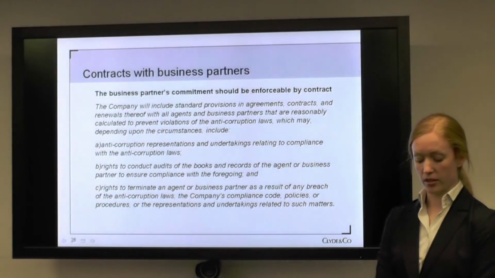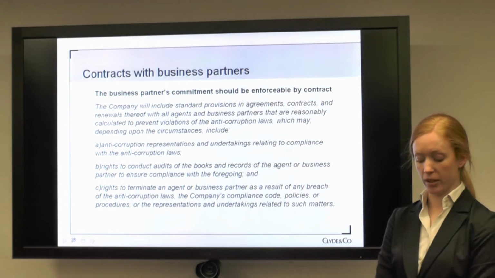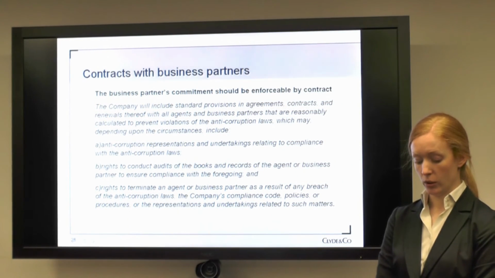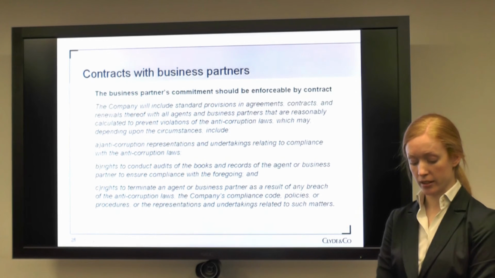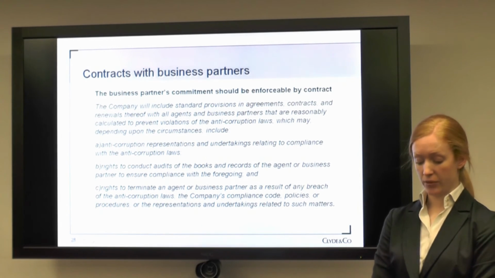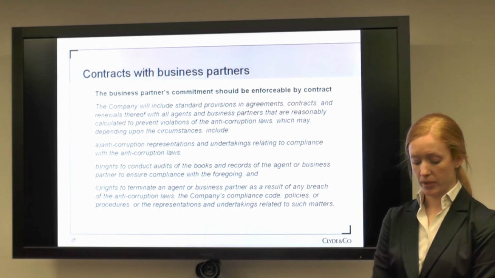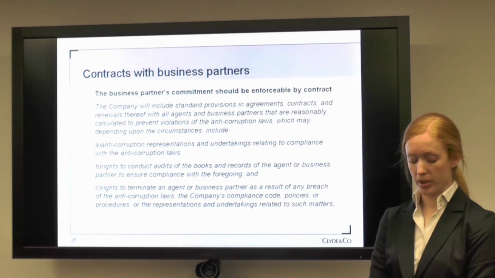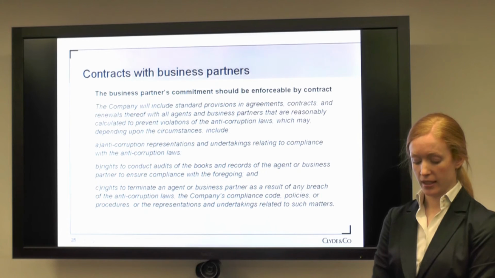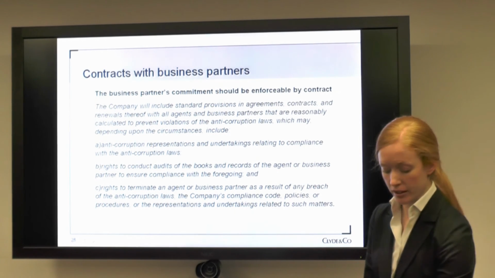The Department of Justice required that business partner commitment to anti-corruption laws be enforceable by contract. It is important that high-level standards of compliance are enforceable as against business partners. That will then protect your company if your business is later deemed to be non-compliant.